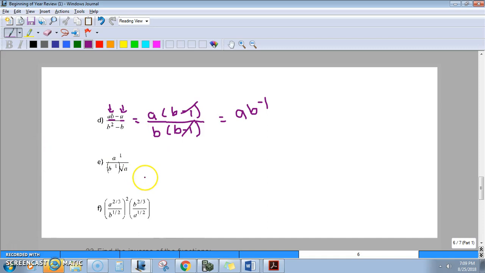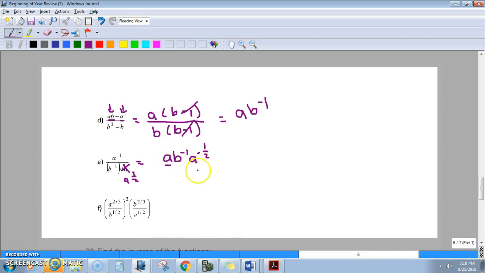Let's do this. We have a to the first power divided by b to the first power times the square root of a. All right, well, we can do this. Let's just move everything to the numerator first. Well, okay, let's do this first. Let's change the square root of a to be a to the 1/2 power. And then let's move everything to the numerator. So a to the first power is just a. If we move b up to the numerator, it's b to the negative 1 power. And if we move a to the 1/2 power up, it is a to the negative 1/2 power.